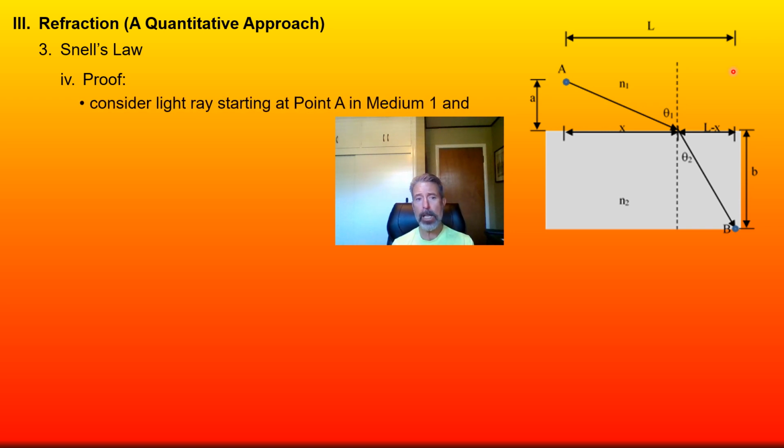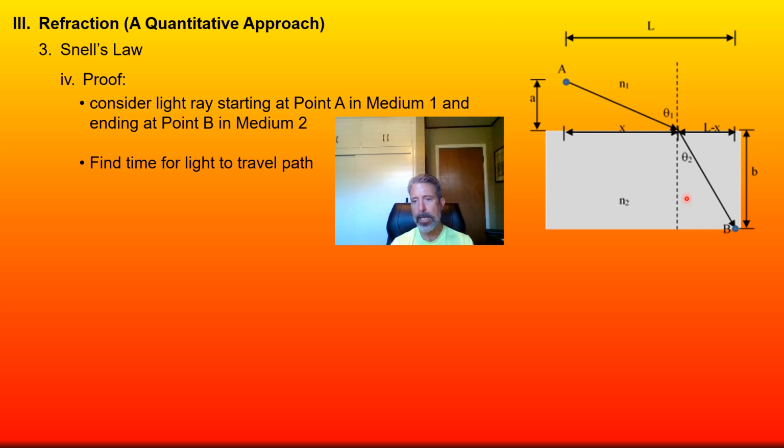So let's consider a light ray starting at point A in medium 1, and ending at point B in medium 2. And we're going to once again start by finding the amount of time it takes for the light to travel this path, to travel from A to the interface, to the boundary, and then travel to B in the new medium. And we've got theta 1 and theta 2, our incident angle and our refracted angle here. And the time of travel will, just like we did before, be equal to the distance divided by the speed.